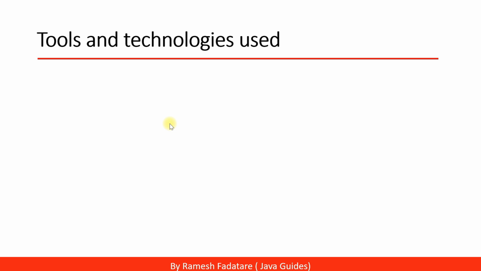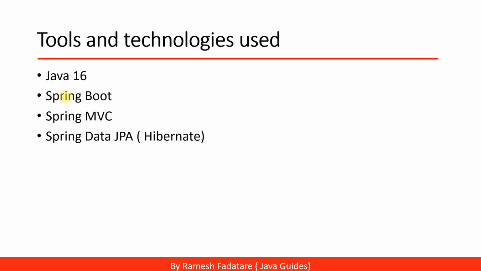Alright, and here are the tools and technologies that we'll be using in this course. We're going to use Java 16, which is the latest release of Java as of now, and make sure that you have installed Java 16 on your machine. You can use Java 8, 11 or 15 as per your Java installation, but make sure that you use Java 8 plus. And we're going to use the latest release of Spring Boot, Spring MVC and Spring Data JPA. Spring Data JPA internally uses Hibernate as a JPA provider, and we're going to use a MySQL database to store and retrieve the data, and we are going to use the Thymeleaf template engine to develop the view layer, and we use Eclipse STS IDE.